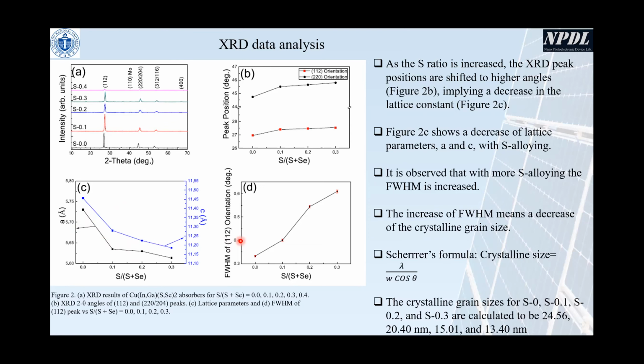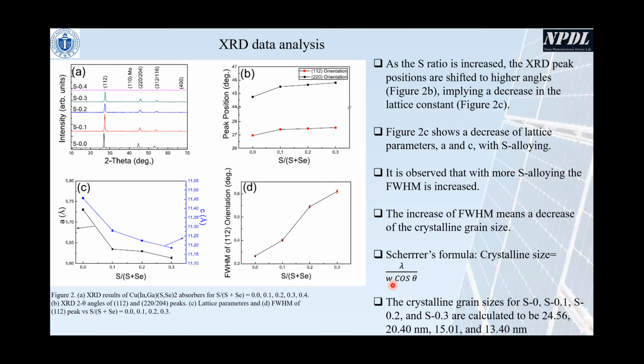So the full width at half maxima is increased. That means the crystalline grain size is decreased. If we look at Scherrer's formula, the crystalline size is inversely related to the full width at half maxima. Here lambda is the XRD wavelength, the copper K alpha wavelength of 1.54 angstrom, and W denotes the full width at half maxima, and cos theta is Bragg's angle. So we see that the crystalline size is inverse to the full width at half maxima.